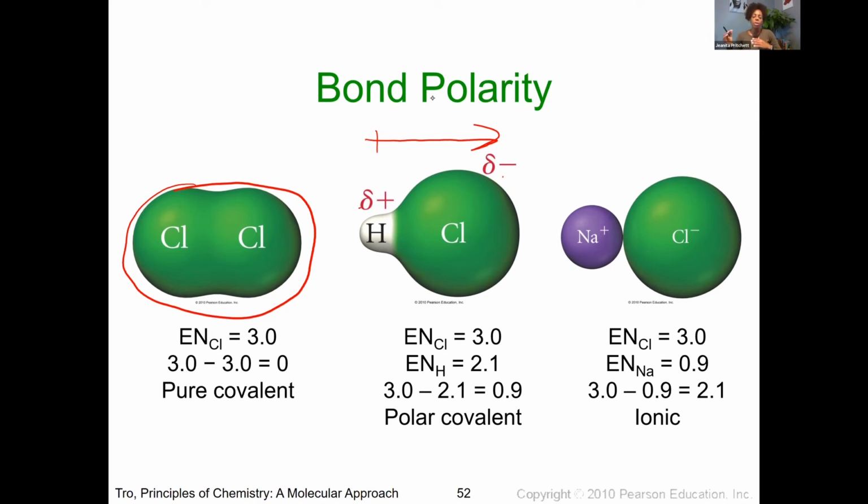And then if we look at something like sodium and chlorine, where we now have an electronegativity difference that is greater than 2, well, now chlorine has completely taken the electron from sodium. And as a result, we end up with an ionic compound with the positive and negative species that can be attracted to one another.